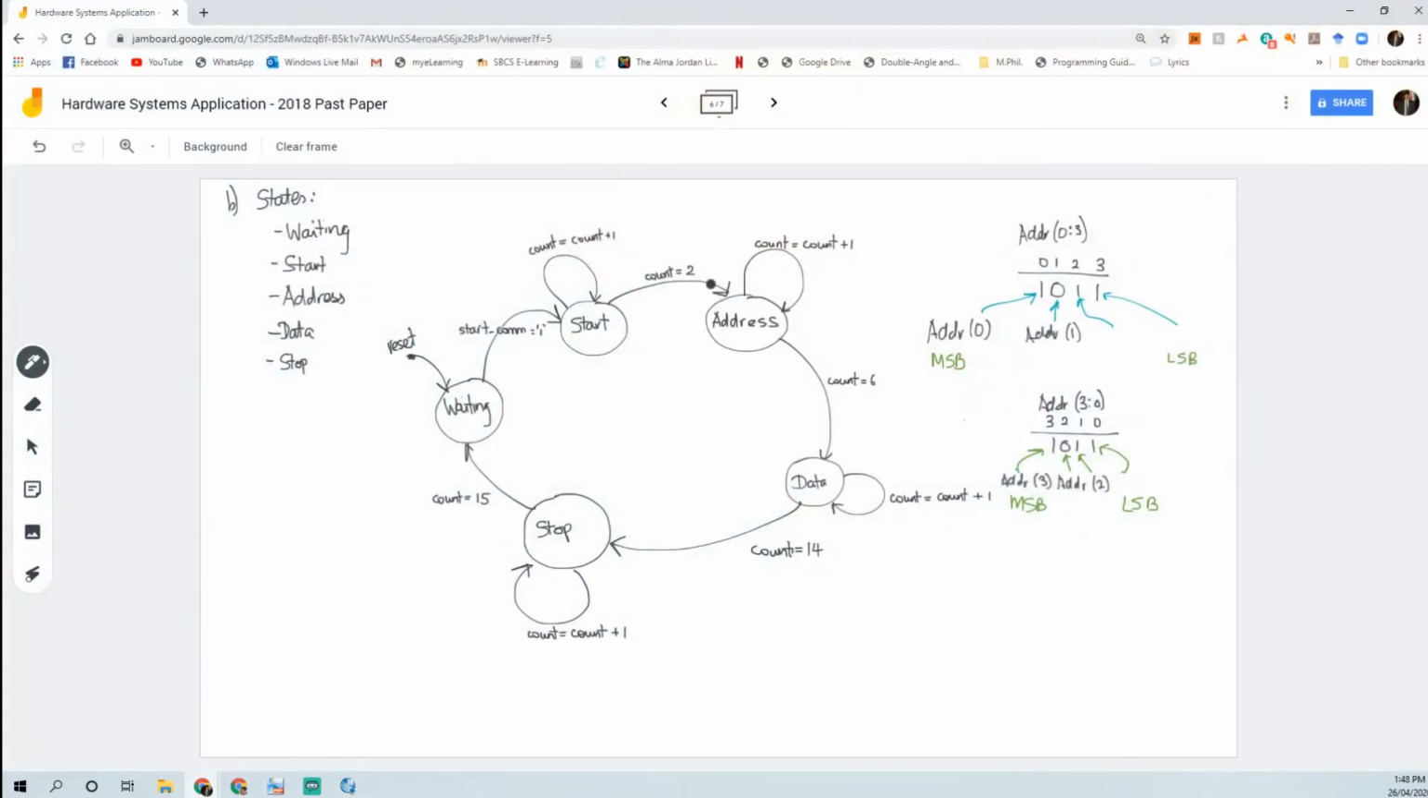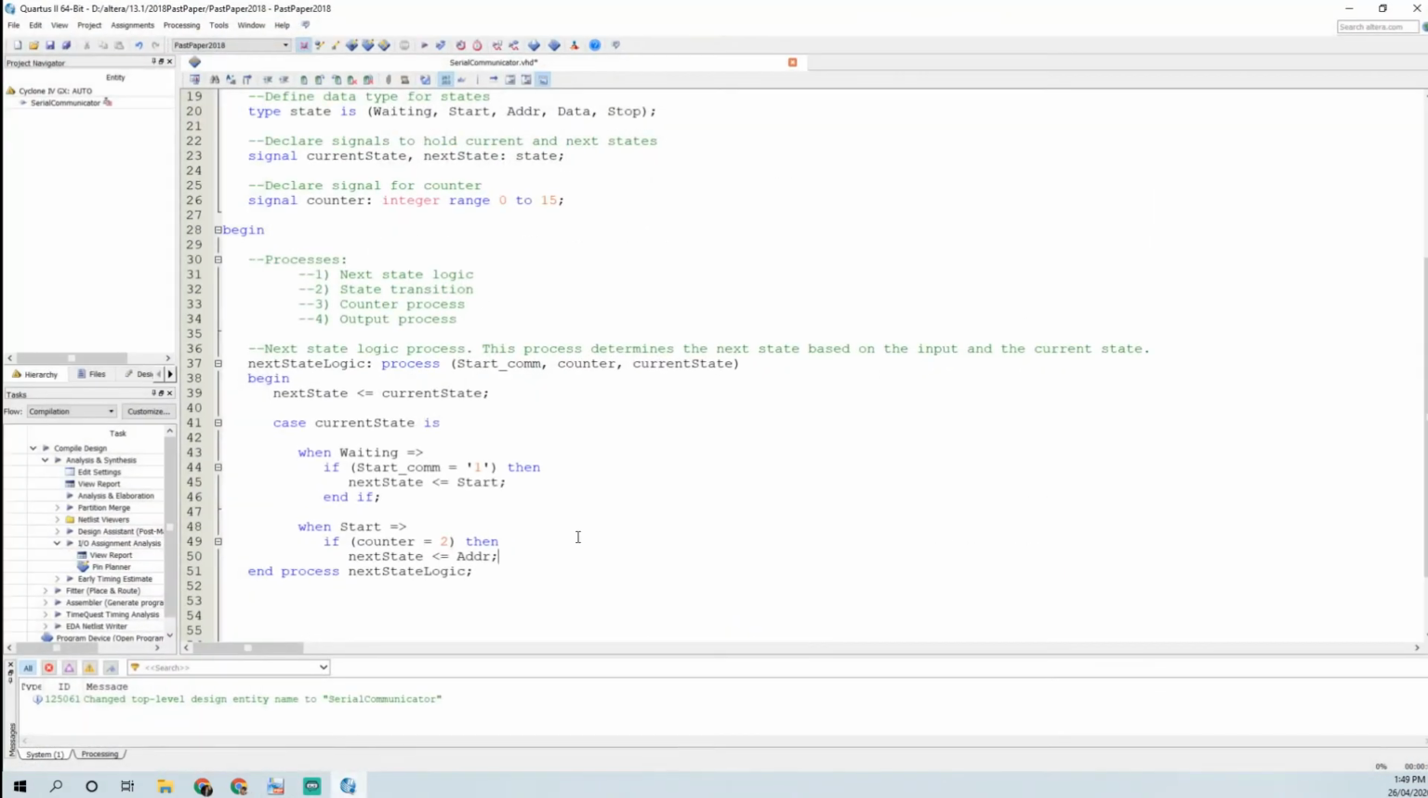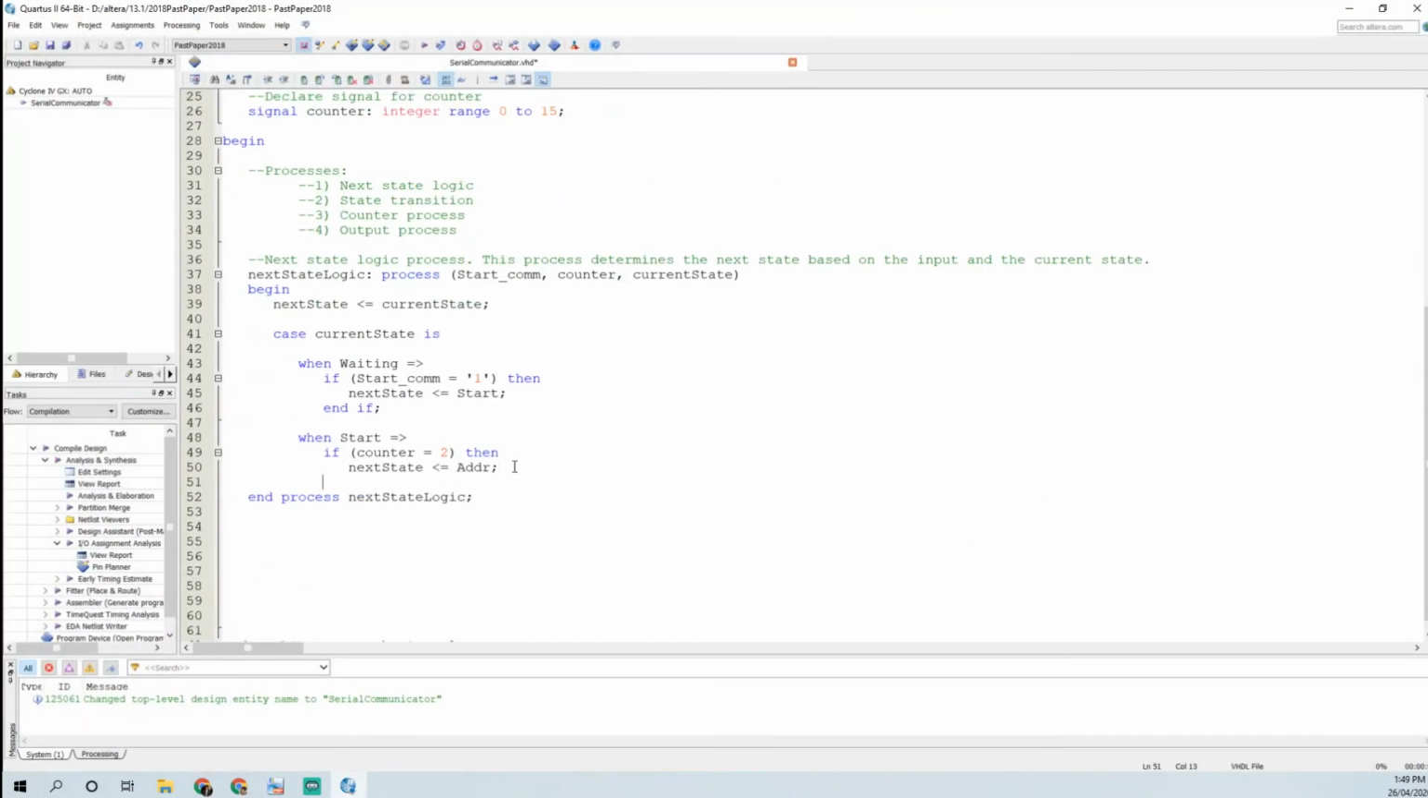Okay, of course, in the address state as well, I'm going to increment the counter, but I want to transition to the next state when the counter is equal to 6. All right. So when the current state is address, or when I'm in the address state, well, if my counter is equal to 6, then I want to transition to the data sending state.